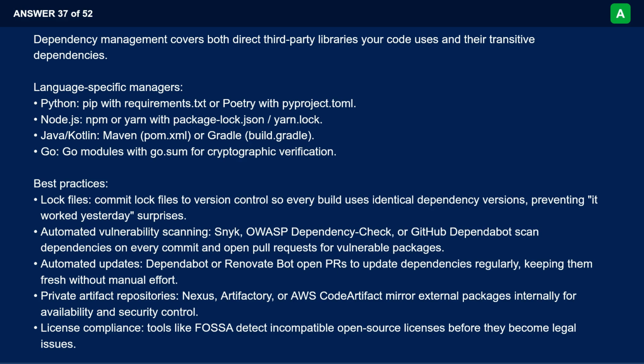Automated updates. Dependabot or Renovate bot open PRs to update dependencies regularly, keeping them fresh without manual effort. Private artifact repositories. Nexus, Artifactory, or AWS CodeArtifact mirror external packages internally for availability and security control. License compliance. Tools like FOSSA detect incompatible open source licenses before they become legal issues.